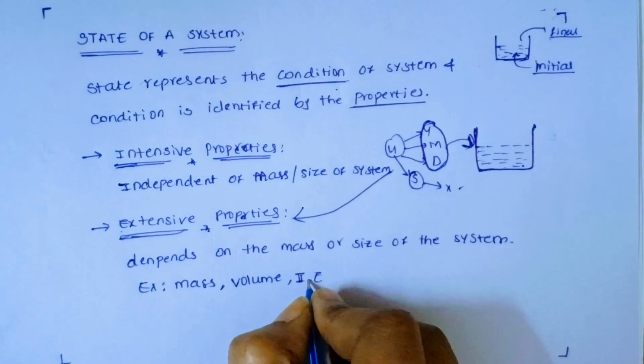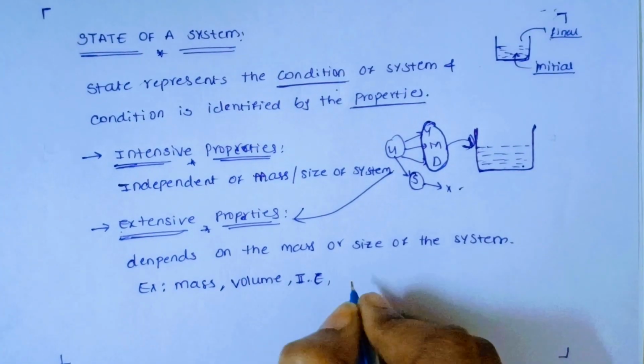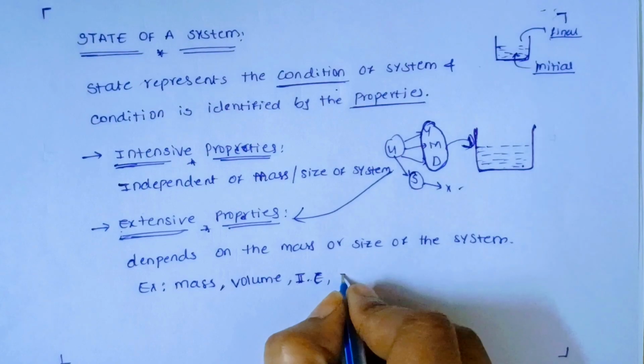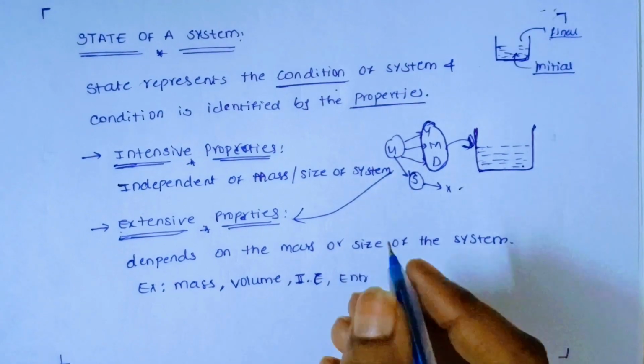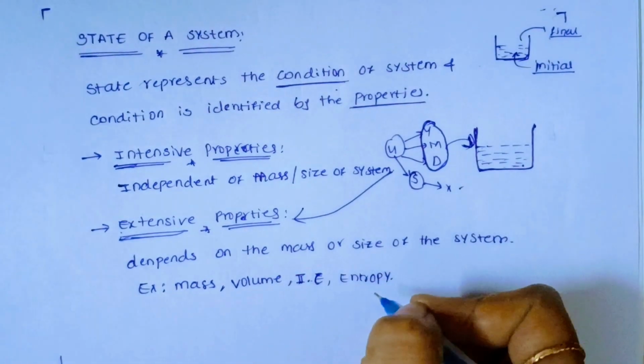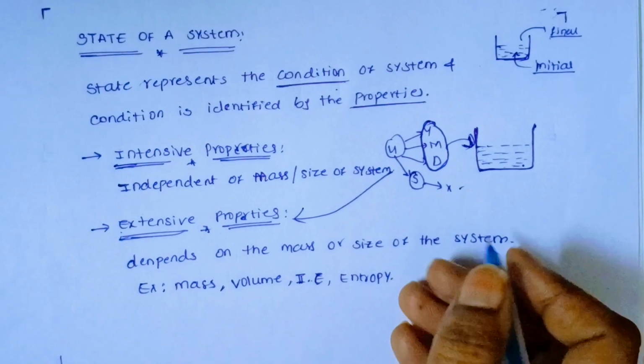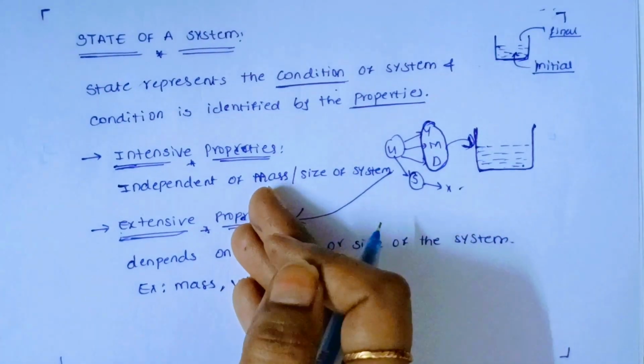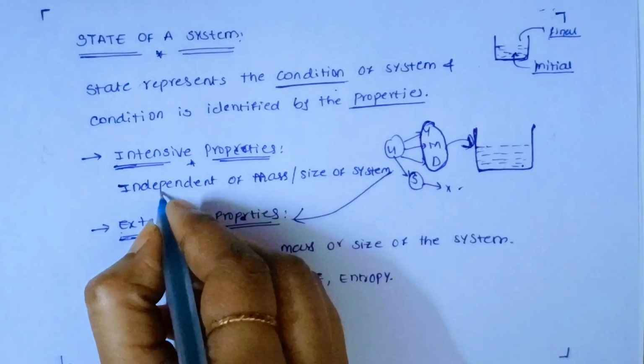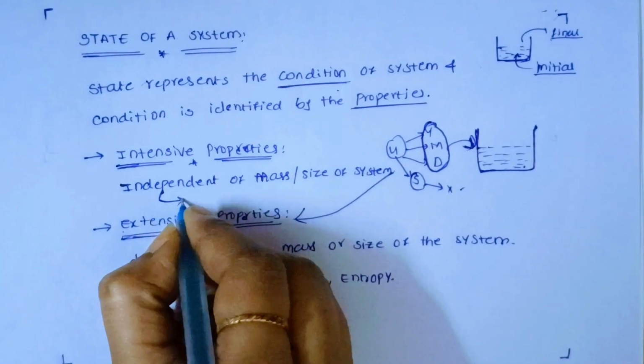If we say in technical terms, internal energy, entropy, enthalpy, mass, volume, these all come under extensive properties. And intensive properties are independent of mass, na?